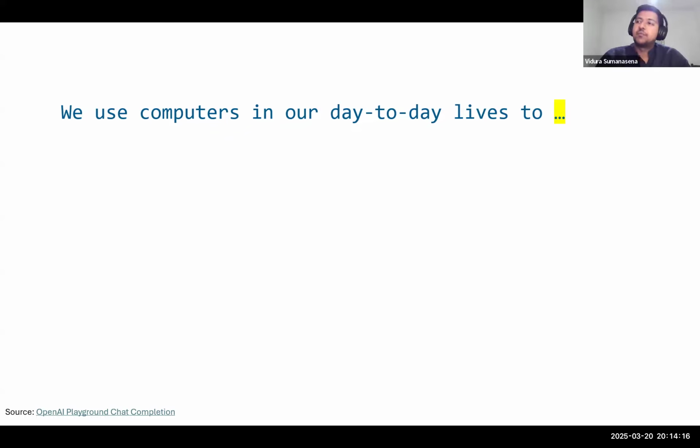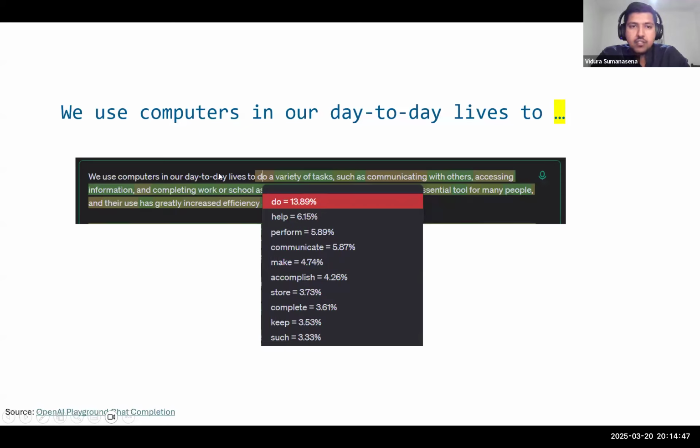So you can see if there's any more answers in the chat. No, I see work, study. Yes, we use computers in our day-to-day lives to study. That's also true. So you can see the next word. Three of us came with different answers. This is the same way that large language models also work. It's more like a next word prediction model.